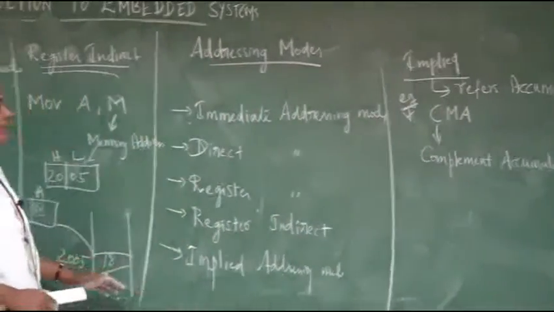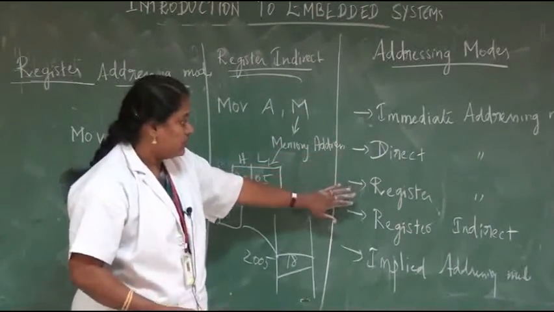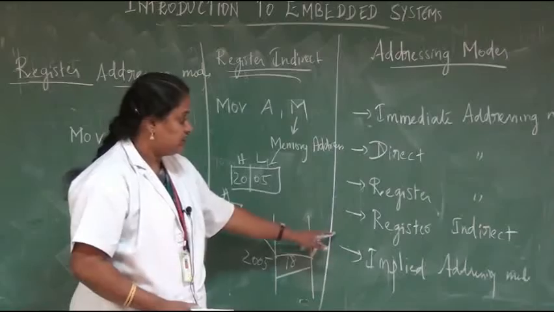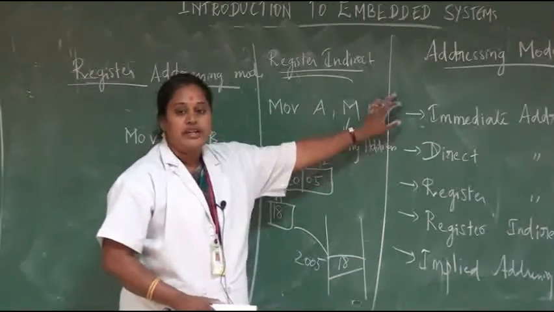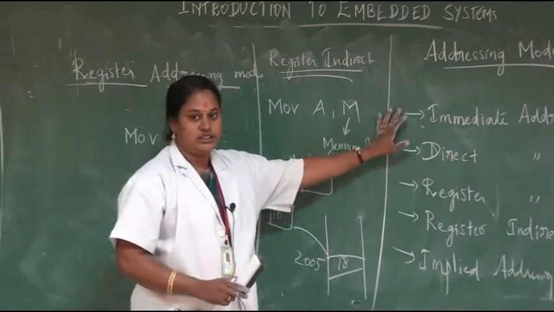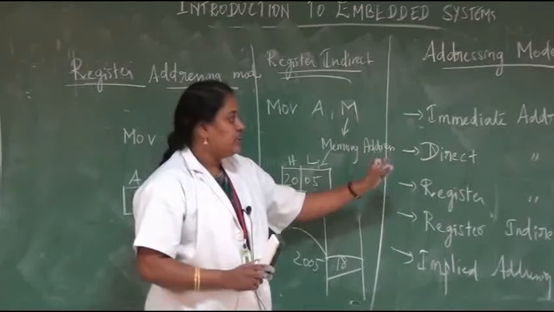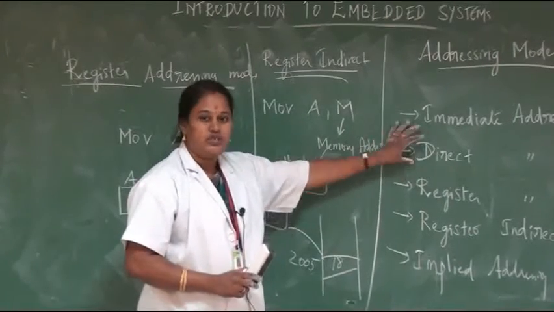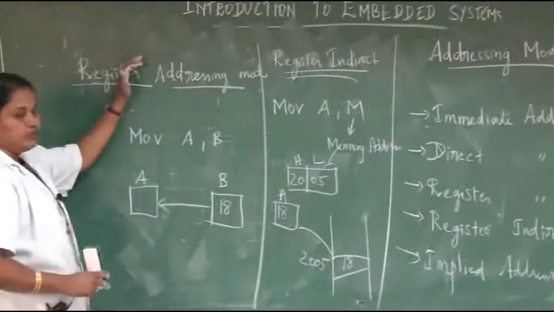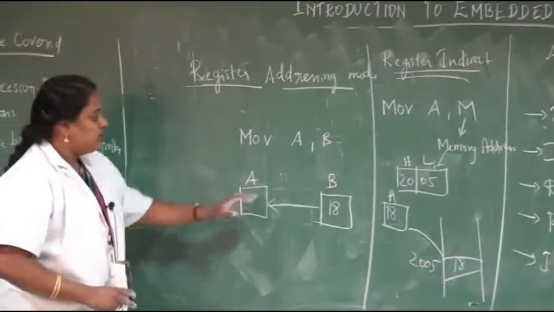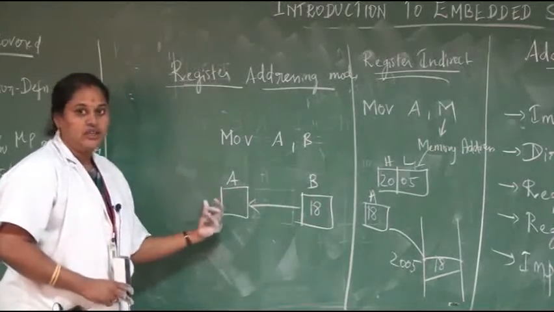So we have completed all the 5. The first is immediate addressing mode, second is direct addressing mode, third is register addressing mode, then register indirect, and implied addressing mode. In immediate addressing mode, the data is available in the instruction itself. In direct addressing mode, the address of the data to be fetched is given, so that's why it is referred to as direct addressing mode. Number 3 is register addressing mode. The data to be processed is available in a register, so it is referred to as register addressing mode.